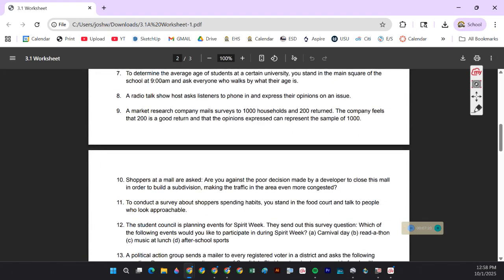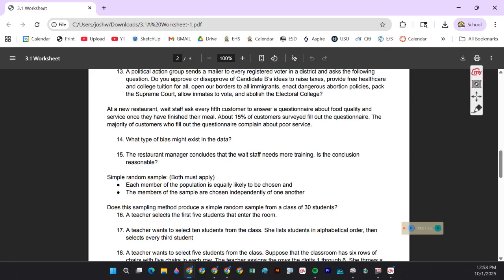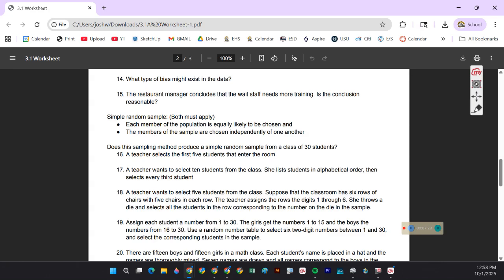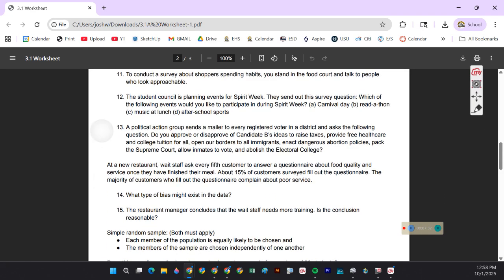So, you have a whole bunch of questions or scenarios. In each scenario, you're going to determine what type of bias it is. And it might actually have two different options. Okay. And that will get you to number 13.